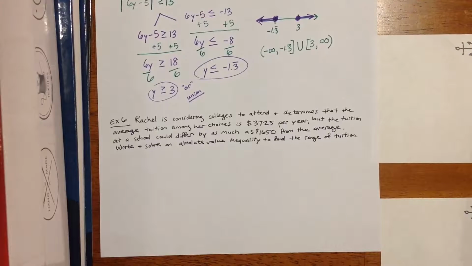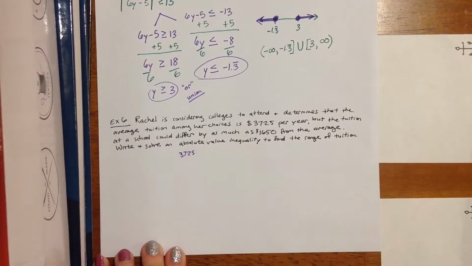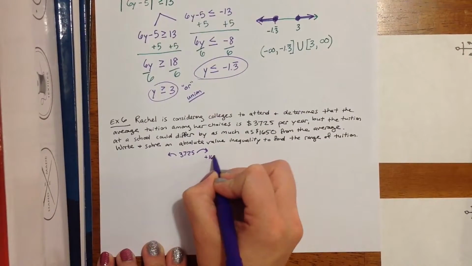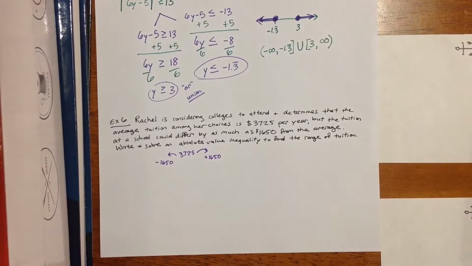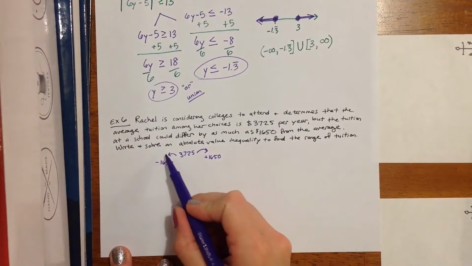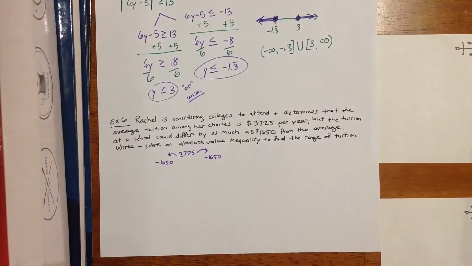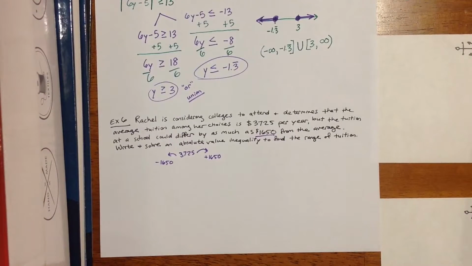So here we go. We know that the difference from the highest school or the lowest school from the average, so from 3,725, I could be above or below by 1650. Now, that 1650 is positive, even though if the original tuition was lower than 3,725 and I subtract it, I would get a negative number, but they've given me this positive number as the difference. So that's where absolute value comes into play.